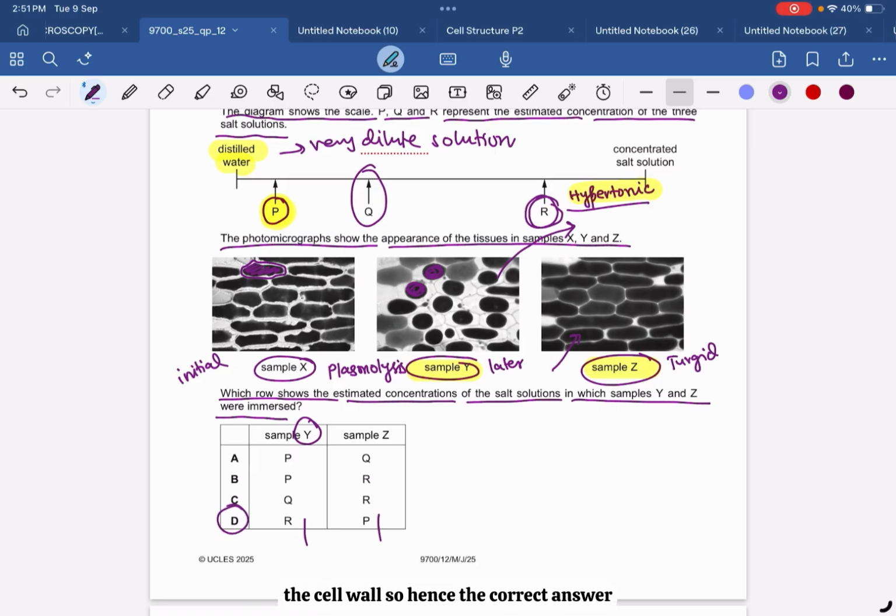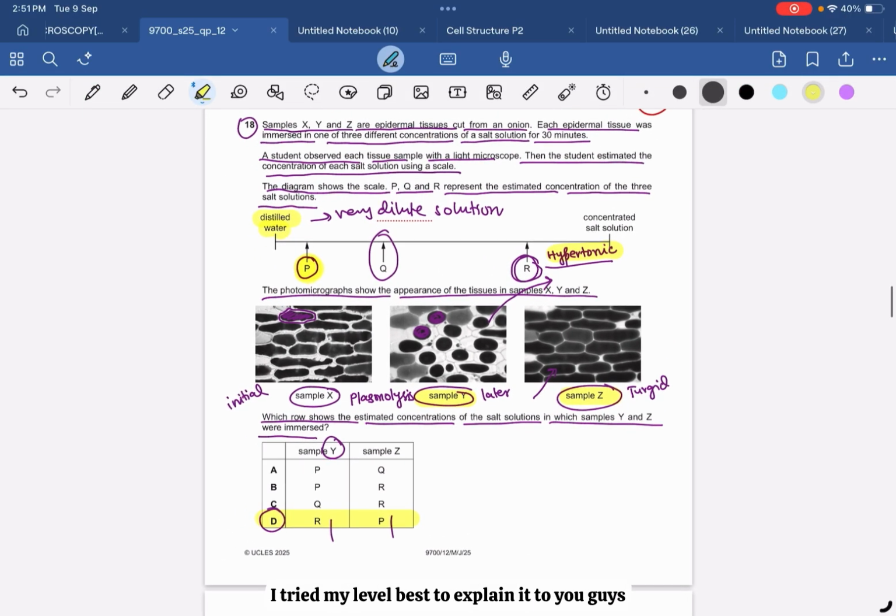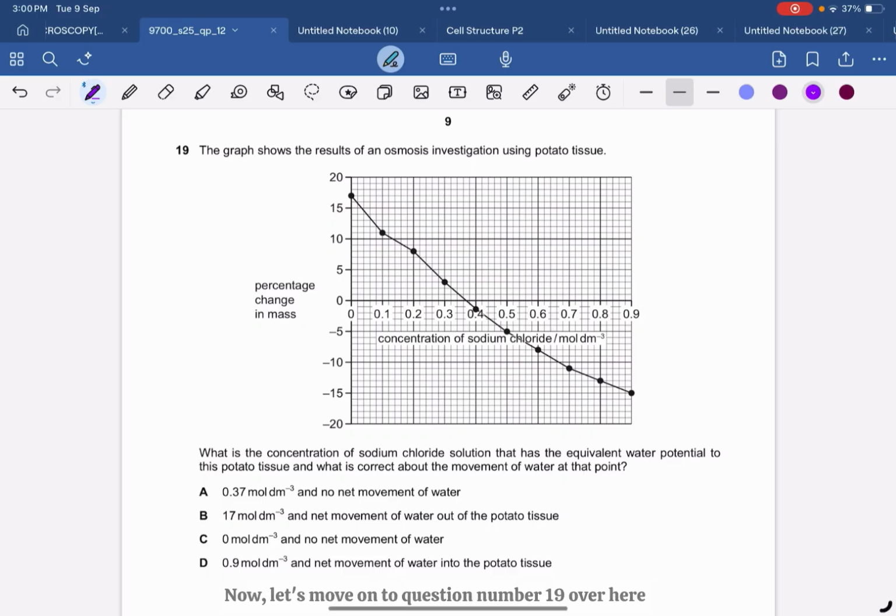So hence the correct answer over here would be option D. I hope that you guys understood this question. I tried my level best to explain it to you guys. Now let's move on to question number 19 over here.